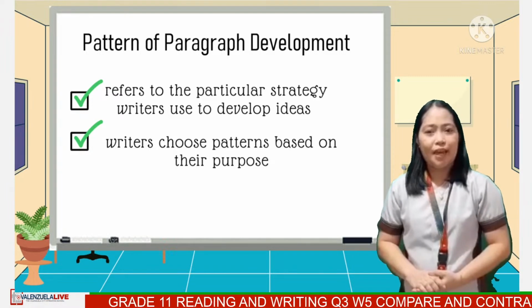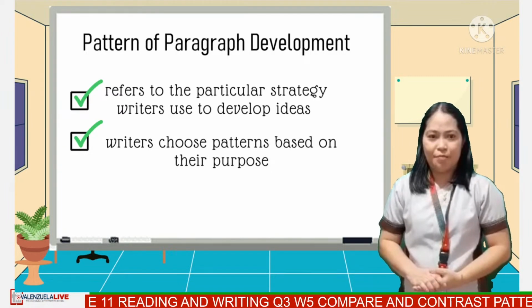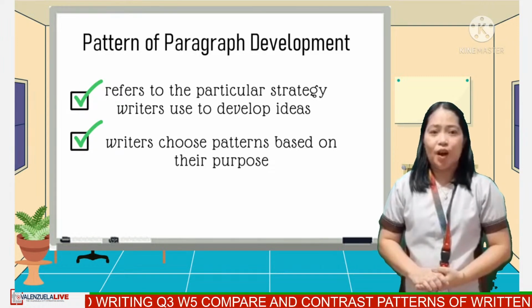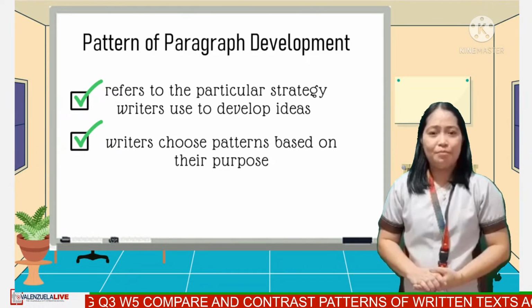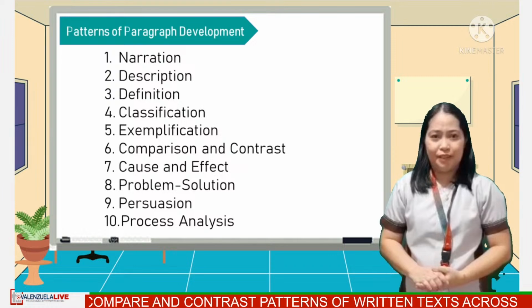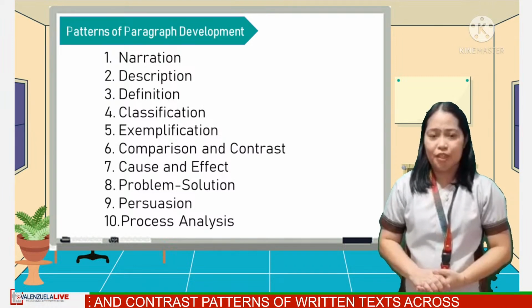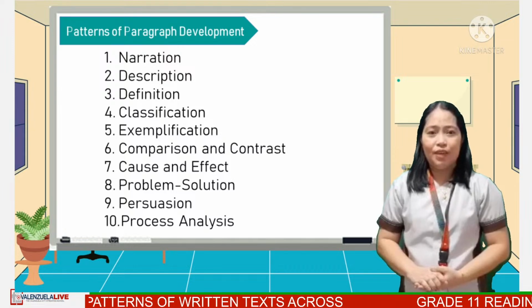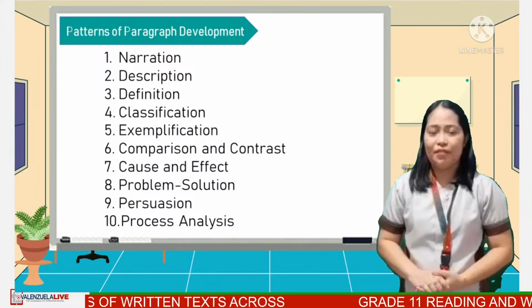We have 10 patterns of paragraph development. However, in today's session, we will just concentrate on the first 5 patterns of paragraph development. These are narration, description, definition, classification, and exemplification.